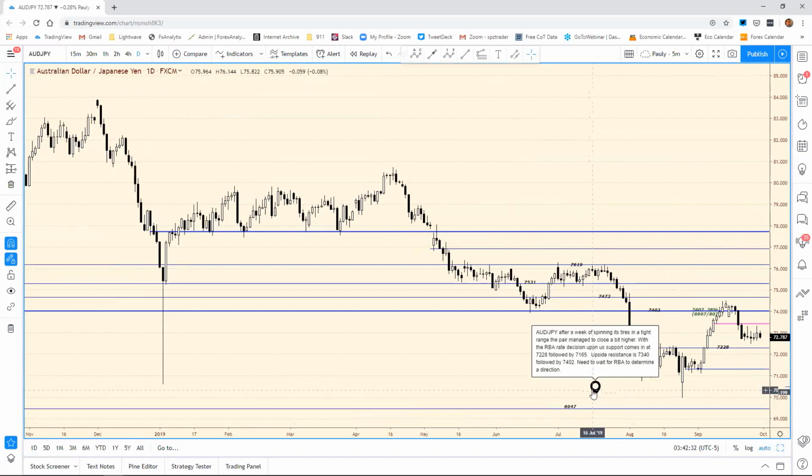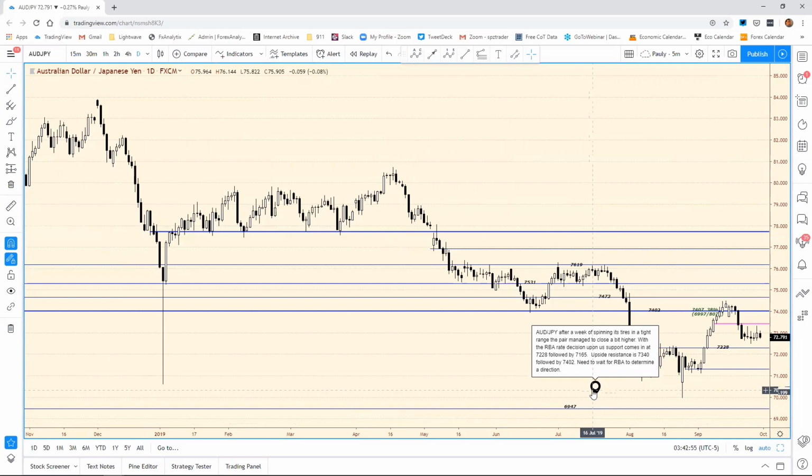The Aussie yen, after a week of spinning its tires in a tight range, the pair managed to close a bit higher. You saw that bar, the previous bar. With the RBA rate decision upon us, support comes in at 72.28. You can see that'd be about 50 pips lower. Followed by 71.65. Upside resistance is 73.40, followed by 74.2.